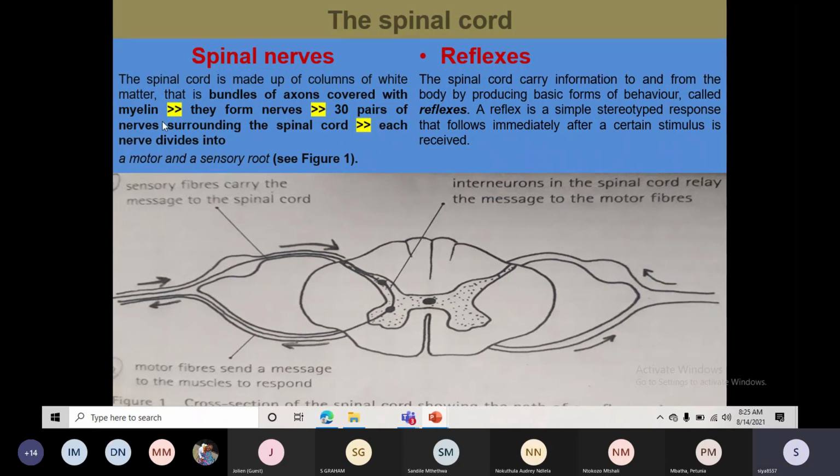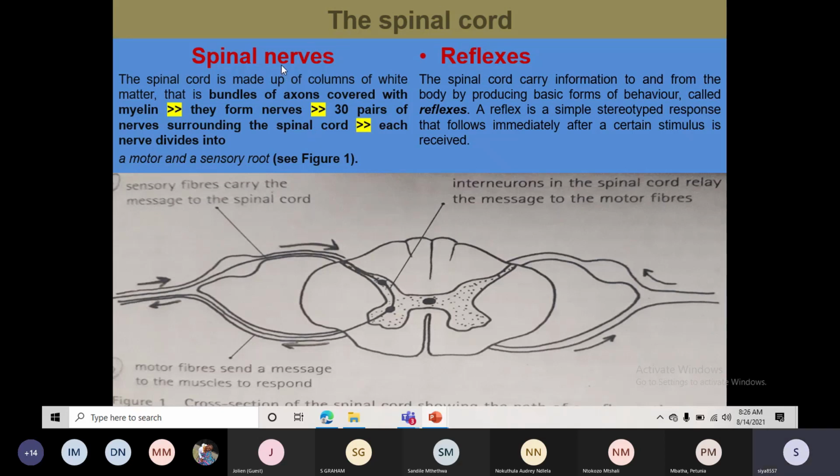There are 30 pairs of nerves surrounding the spinal cord. A spinal cord, imagine a pole, a straight pole with wires. It's covered by 30 pairs of nerves that transport information. And each of those nerves divides into a motor and sensory root. Motor and sensory root.